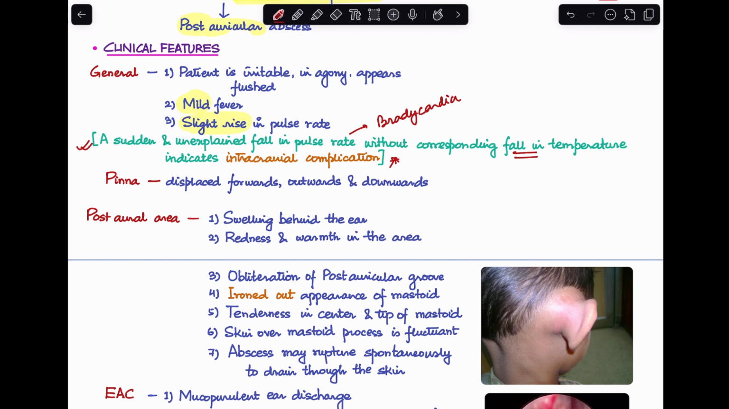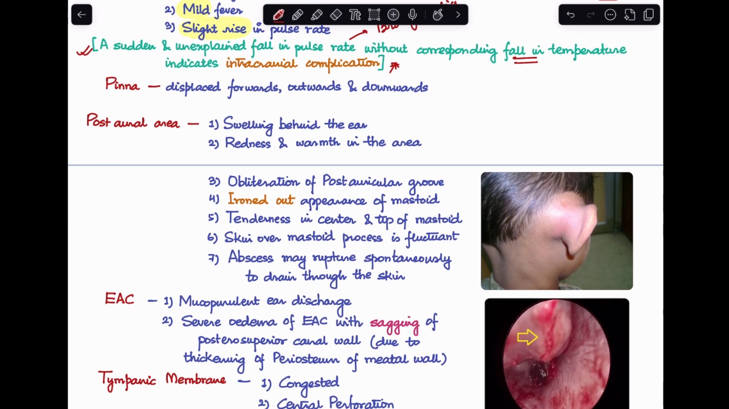Now that we have talked about the general features, let's talk about what we'll find in the ear. First of all, we'll see that the pinna has been displaced forwards, outwards, and downwards. If you see in the first image over here, you can see that the pinna has been displaced forwards, outwards, and downwards. Next, let's come to the postauricular area. We see that there is a swelling behind the ear. You can see how it is red and it also will have a warmth to the area. There is an obliteration of the postauricular groove, and it also has this ironed out appearance of the mastoid.